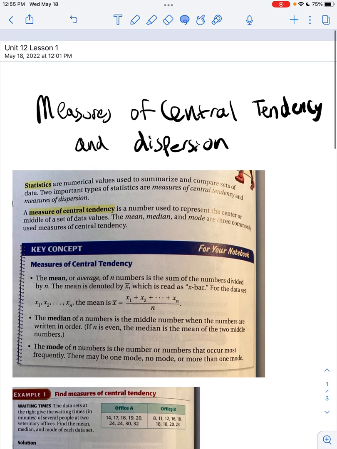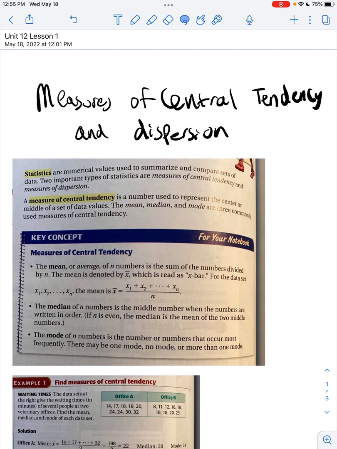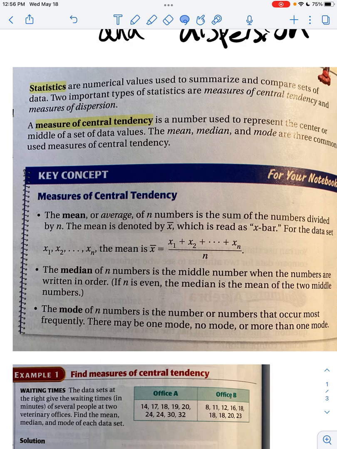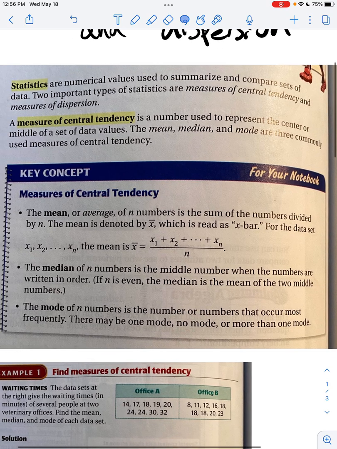We're going to begin our new unit, and this is going to be kind of on, I would say, statistics. So statistics are numerical values used to summarize and compare sets of data. Oftentimes what we do is we look at the measures of central tendency and measures of dispersion. So measures of central tendency are many times we refer to these three ways: the mean, the median, and the mode.